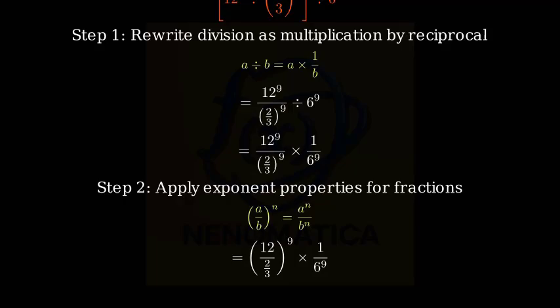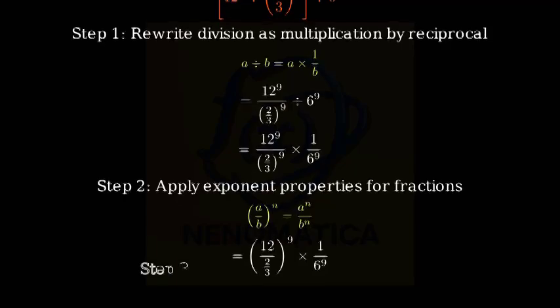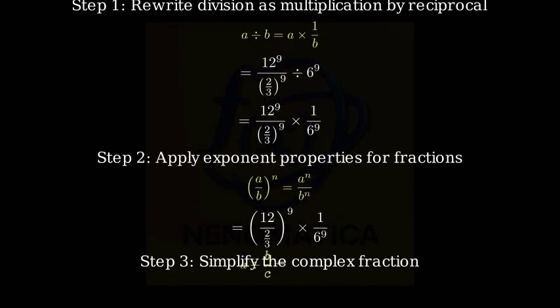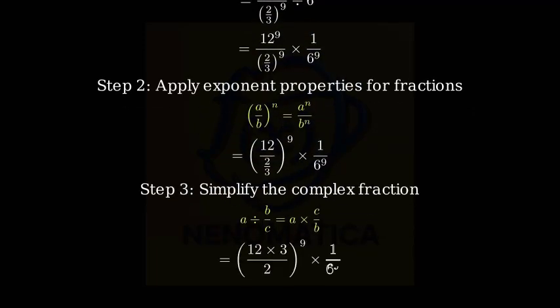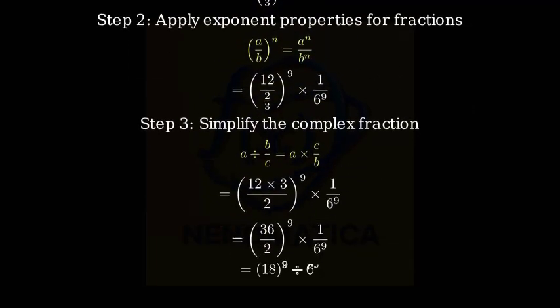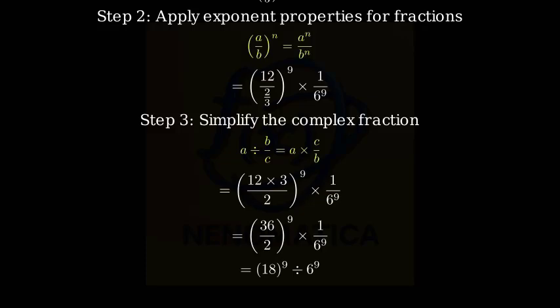Step 3. Let's simplify the complex fraction. When dividing by a fraction, we multiply by its reciprocal. So, 12 divided by 2 over 3 is the same as 12 times 3 over 2, which equals 36 over 2, or 18.